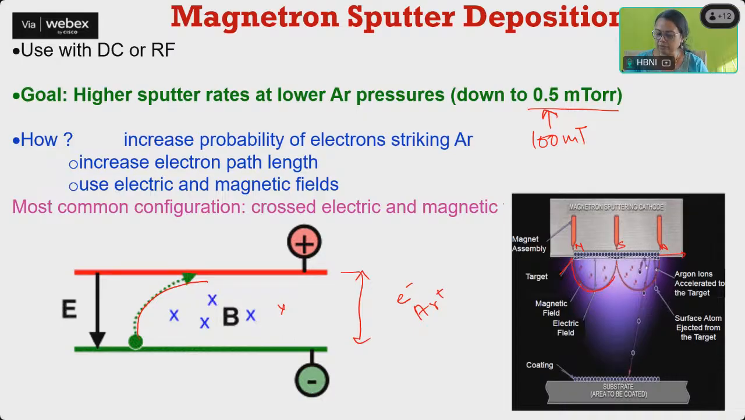So these are the magnetic field lines, and because of this, the electrons will have a spiral path in this area. So the argon ions are accelerated to the target, and more argon ions are there. The electric field is there. This is the electric field direction, and this is the magnetic field direction, so they are perpendicular to each other. So the sputtering rate increases. This is basically magnetron sputtering.